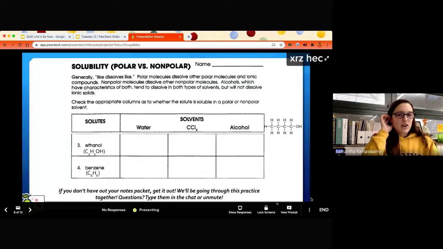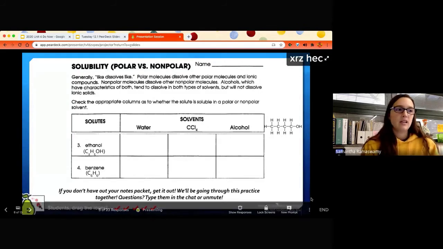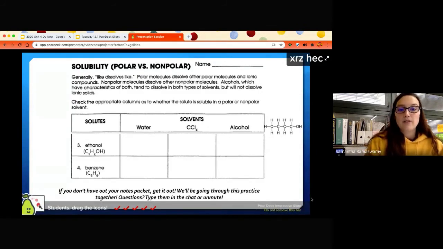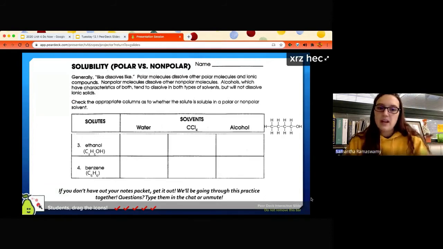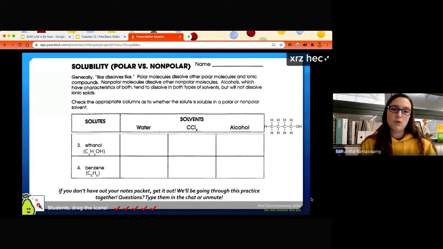So let's look at ethanol and benzene. And I gave you the formula for ethanol. Ethanol is an alcohol. And then benzene is C6H6. So you want to start by looking at, is the solute polar, nonpolar, or ionic? And then that will help you figure out where it will dissolve. So you should have 5 check marks that you can move. I'll give you a hint. You will use all 5 check marks.